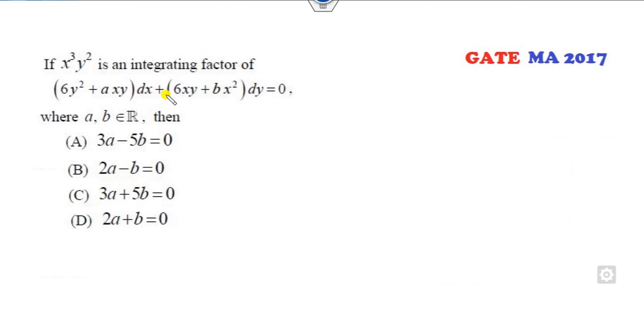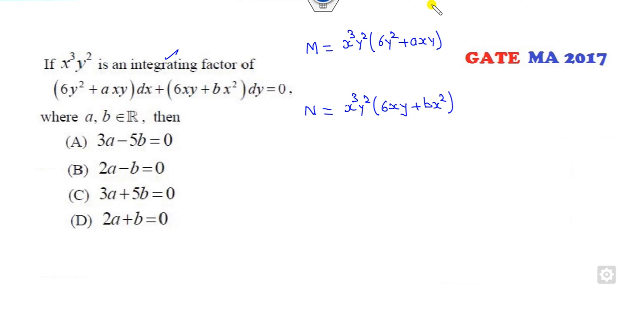Okay, look at this one. If this is the integrating factor for which pair? So what is my M? I can multiply this by x cube y square: M will be 6y square plus 8xy, and N will be my x cube y square times 6xy plus bx square.